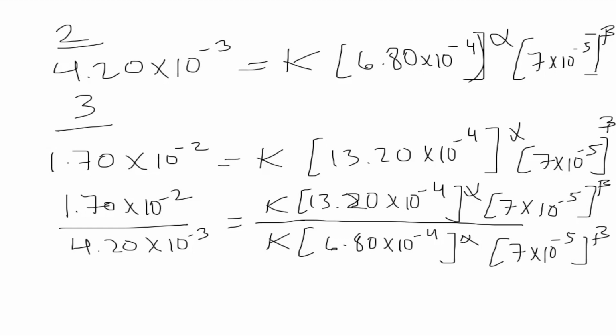So out of this, we can cancel these two out. They're exactly the same. We can also cancel the K constants. And then this just becomes a simple division. They will be equal to 4 is equal to, this gives us about 2 to the alpha. So we had 4 is equal to 2 to the alpha.